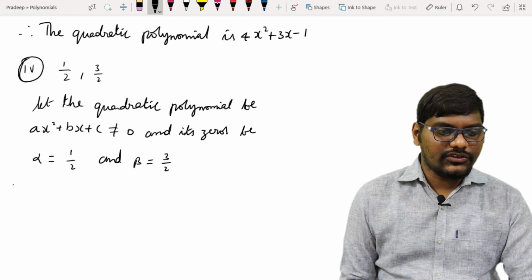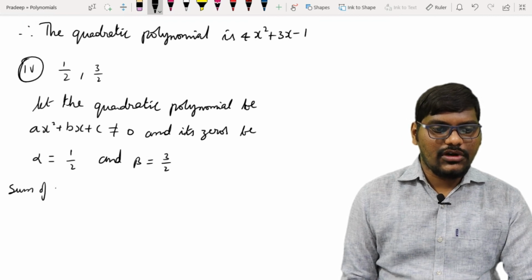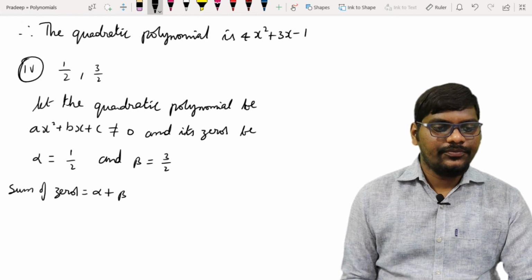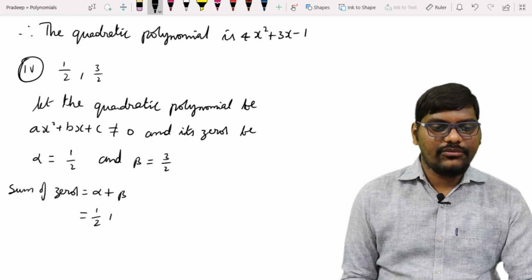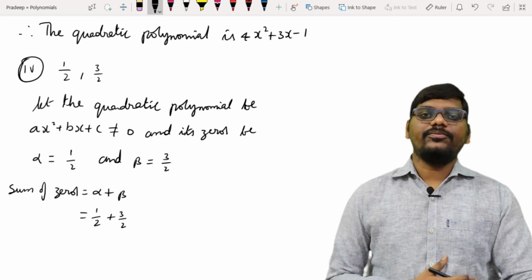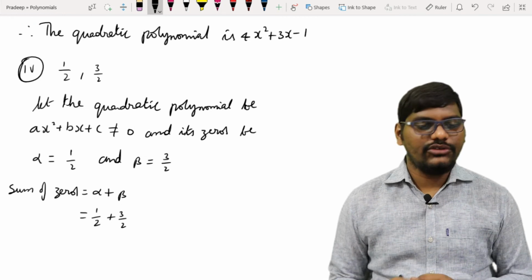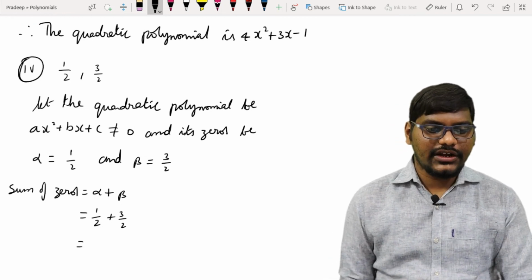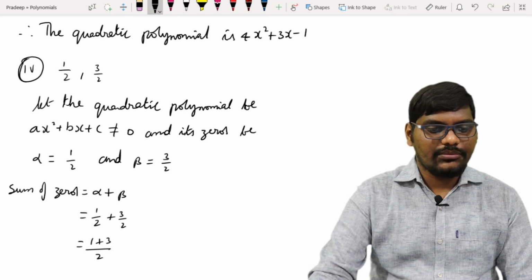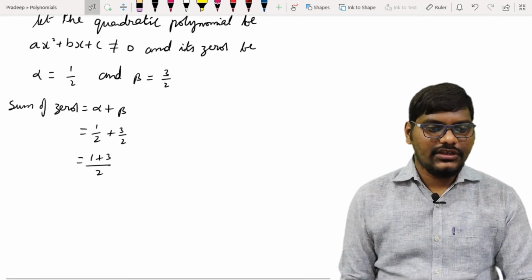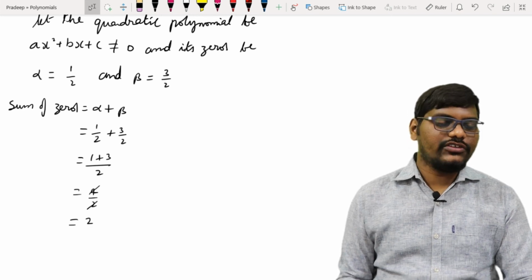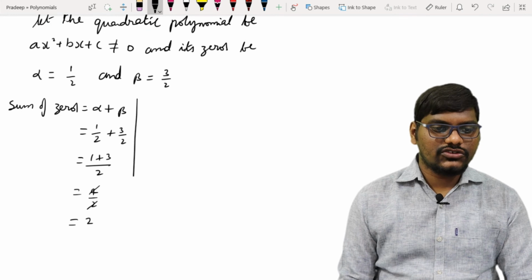So we can write the sum of the zeros. So sum of zeros is equal to alpha plus beta. So alpha is 1 by 2 and beta is 3 by 2 as above. As the denominators were the same, you can simply add the numerators. So I can write 1 plus 3 by 2. So 1 plus 3 is how much? It is 4 by 2. So 2 ones and 2 twos. So 2 is the value for the sum of zeros.